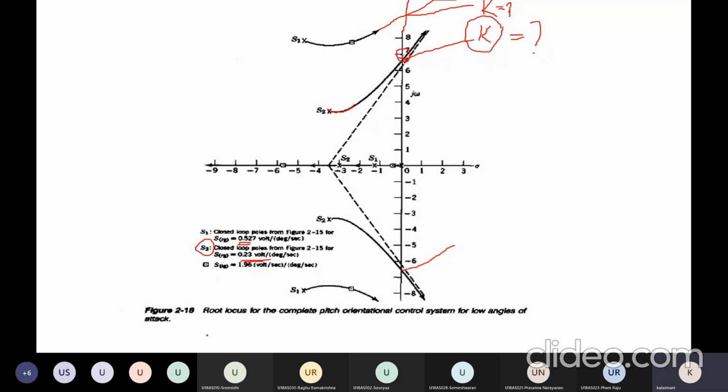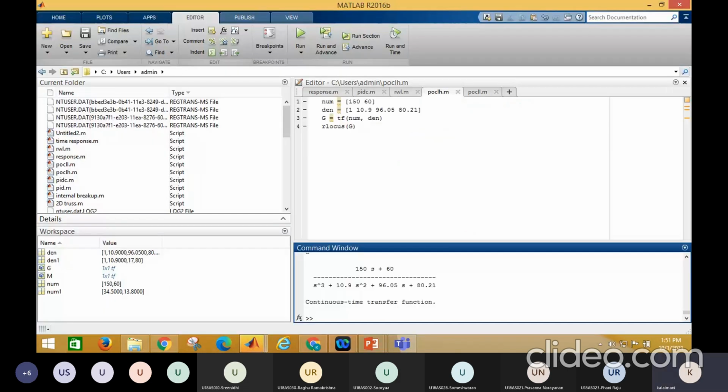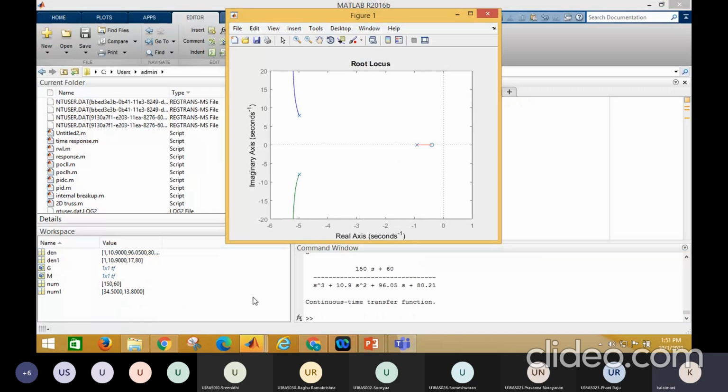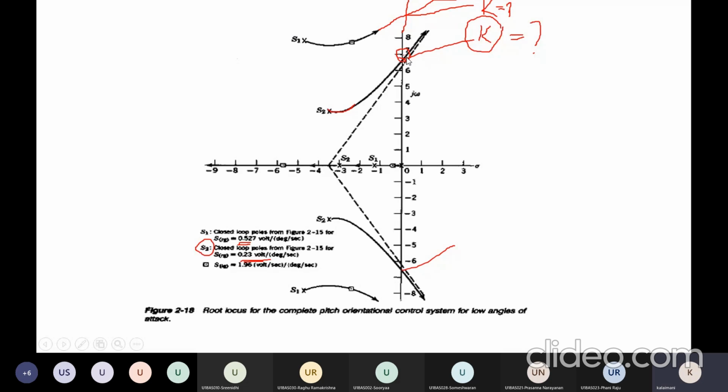So here, up to what range of gain the system is to be stable.